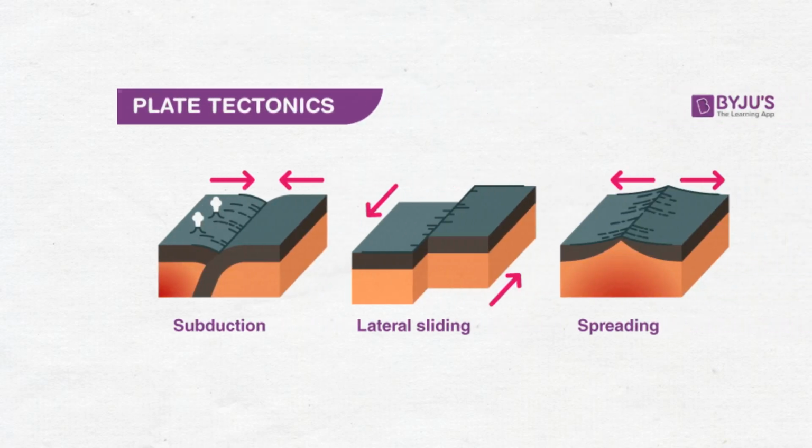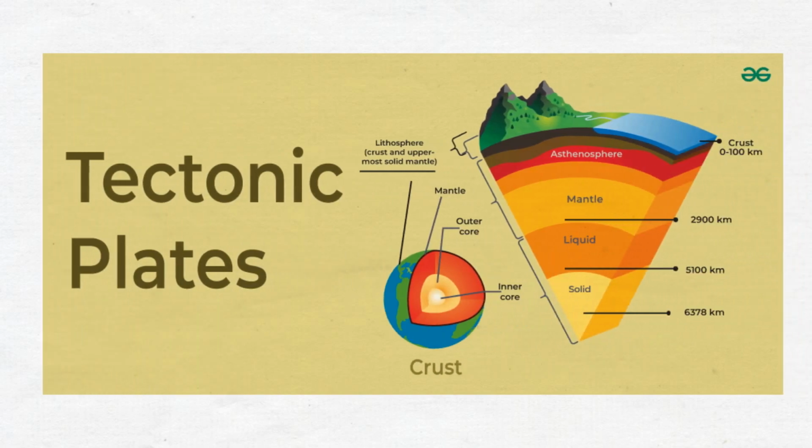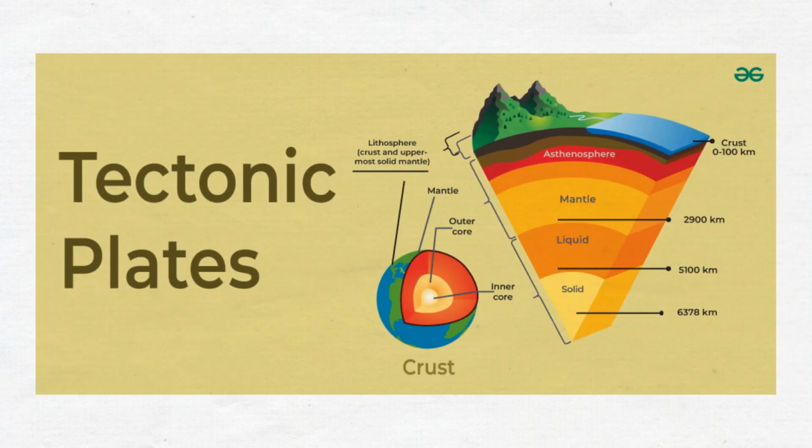The theory of plate tectonics stands as one of the most significant advancements in Earth science, offering a comprehensive framework to understand the dynamic processes that shape our planet's surface. This theory explains the lateral motions of Earth's lithospheric plates, vast sections of Earth's rigid outer shell that float atop the semi-fluid asthenosphere.